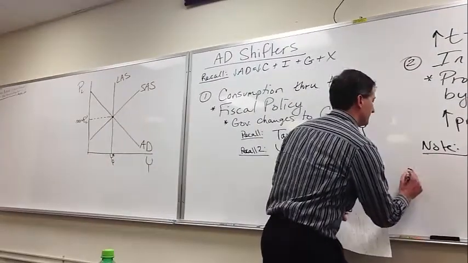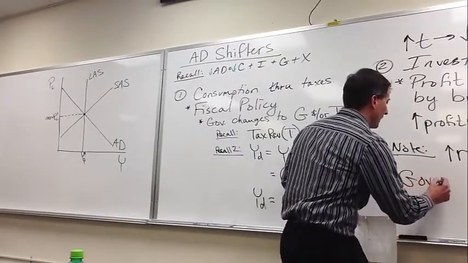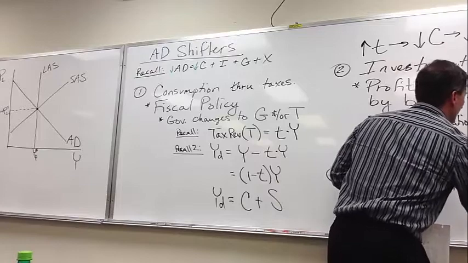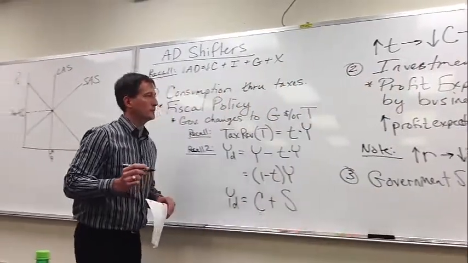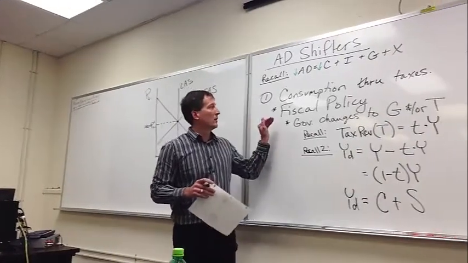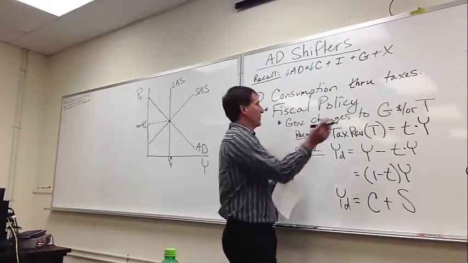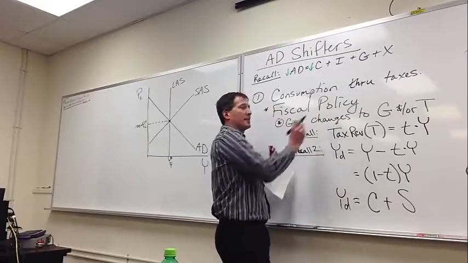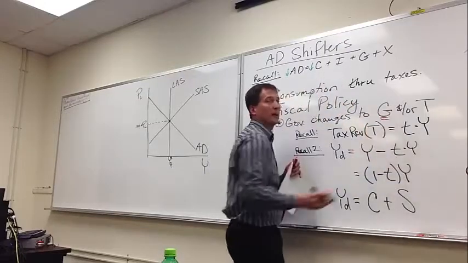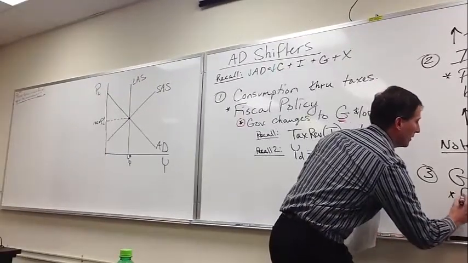Okay, number 3 is G, government spending. That's the G that I mentioned up here, and I kind of reluctantly put it up here, but I hope you see that we're defining what fiscal policy is here. That's not one of the shifters up here. It's a shifter down here. We're treating it separately. So you might note that this is the G of fiscal policy.